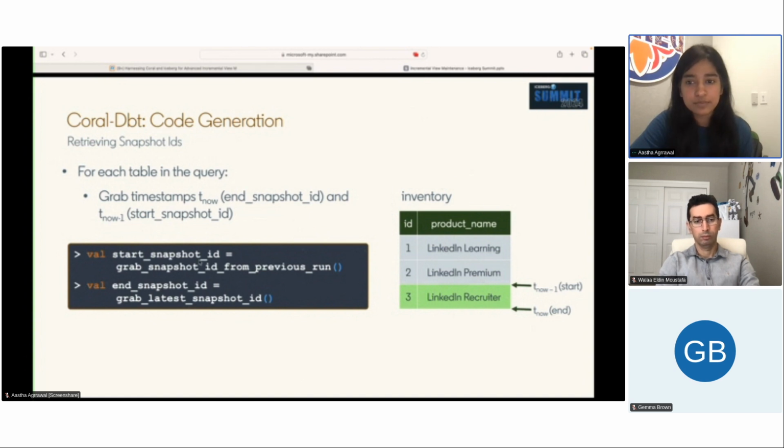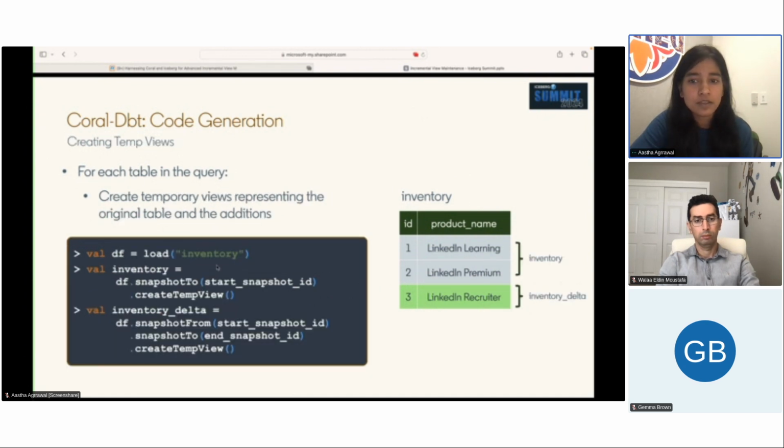When we extract these timestamps and identify the corresponding Iceberg snapshot ID for the start snapshot ID and the end snapshot ID, we are able to load the original table inventory up to the start snapshot ID. Let's call that data frame inventory, and anything added after that start snapshot ID up till now, let's call that an inventory delta data frame. And similarly, we can also load the prices table as a prices data frame and a prices delta data frame. And we can create temporary views out of them in our Spark session.